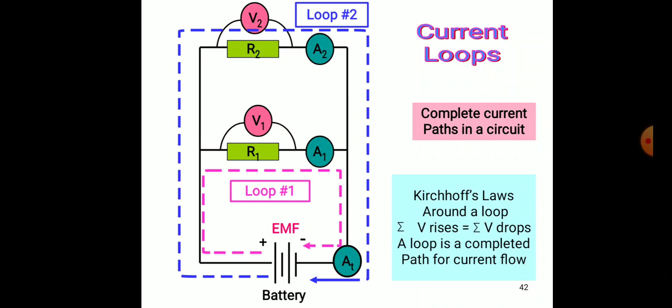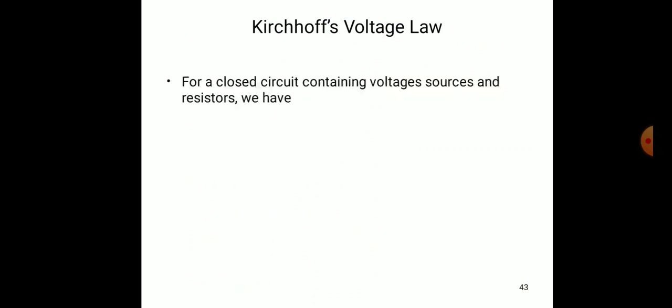Example for the loop circuits. The loops are nothing but complete current paths in a circuit. Kirchhoff's law: around a loop, the sum of voltage rises equals the sum of voltage drops. A loop is a completed path for current flow. You can see loop 1, loop 2, loop 3 also there.